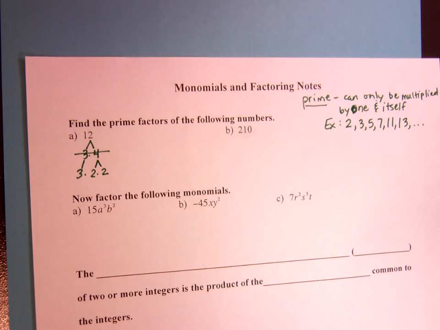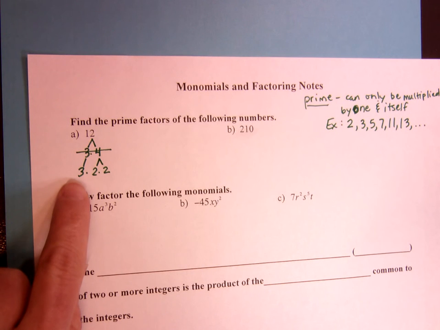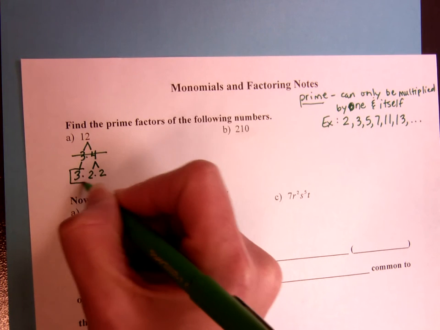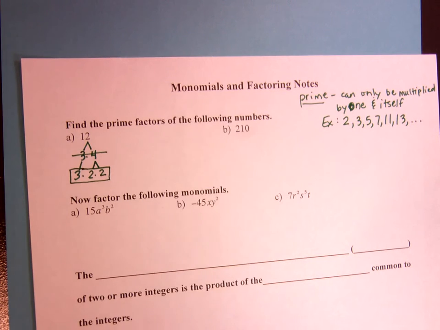Did you want us to mark out 3 times 4? It's just a 3. We just dropped the 3 down because it's prime. Once you find a prime number, you just keep dropping it down until you've got all prime numbers across the board. Okay? So these are the numbers that are prime that will multiply to 12.